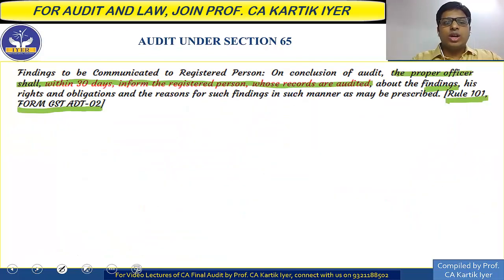Next, findings to be communicated to the registered person. On conclusion of audit, the proper officer shall within again 30 days inform the registered person whose records are audited about the findings, his rights and obligations, and the reasons for such findings in such manner as may be prescribed. Rule 101, form GST ADT-02. Again, this within 30 days is very important from MCQ's perspective. So you should note this.